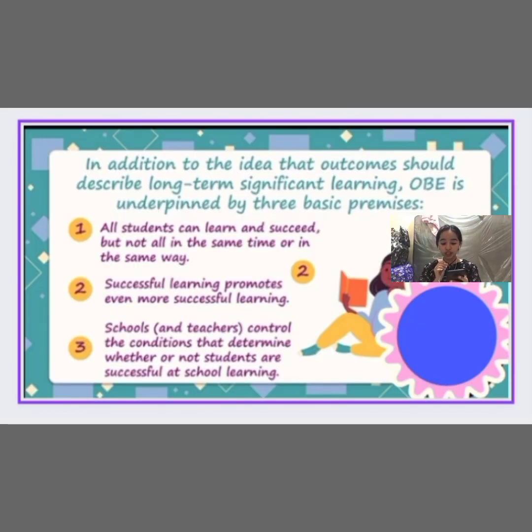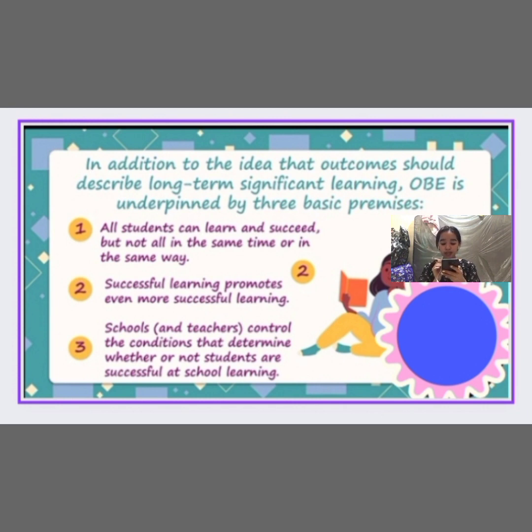Next, in addition to the idea that outcomes should describe long-term significant learning, OBE is underpinned by three basic premises. Number one is, all students can learn and succeed, but not all at the same time or in the same way. As we all know, in school there is diverse learning. It means students who have differences in learning, like different intelligence. There are students who are fast learners as well as slow learners. So different abilities must be acknowledged by the teacher. Teachers should use various strategies in teaching so that these differences will be catered to.